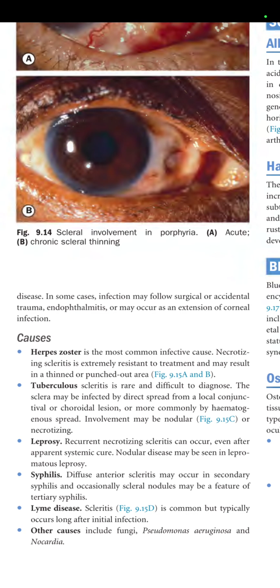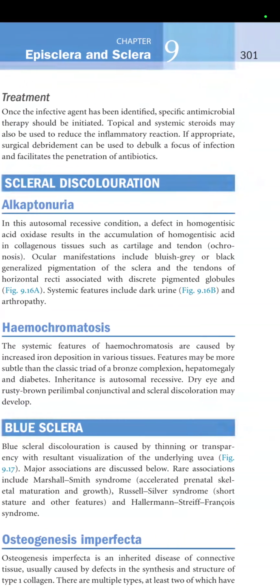Leprosy: recurrent necrotizing scleritis can occur even after apparent systemic cure. Nodular disease may be seen in lepromatous leprosy. Syphilis: diffuse anterior scleritis may occur in secondary syphilis, and occasionally a scleral nodule may be a feature of tertiary syphilis. Lyme disease scleritis is common but typically occurs long after initial infection. Other causes include fungi, Pseudomonas aeruginosa, and Nocardia.